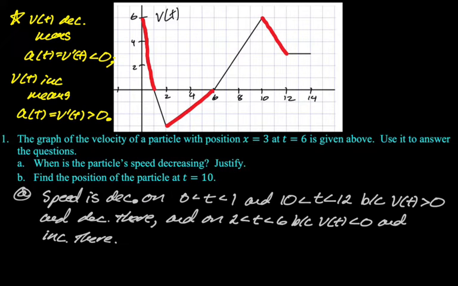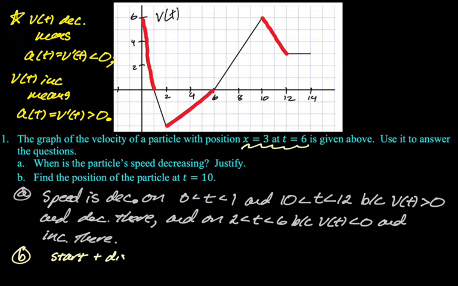So let's take a look at part B. Find the position of the particle at t equals 10. Okay, so we have the velocity graph. If you go back to the original question, we also know that at t equals 6, the x-coordinate is 3. So we know where we're starting. We're starting at 3, and then we just really need to figure out displacement. Displacement is going to be the signed area under the velocity graph. So we need to go from 6 to 10.